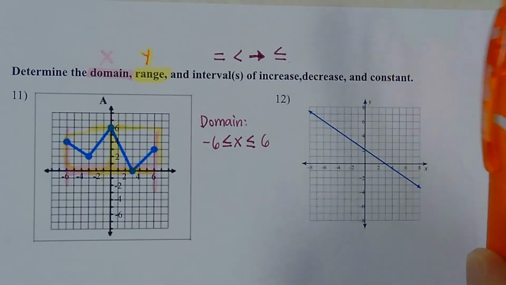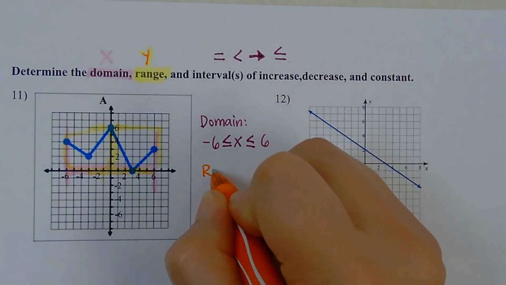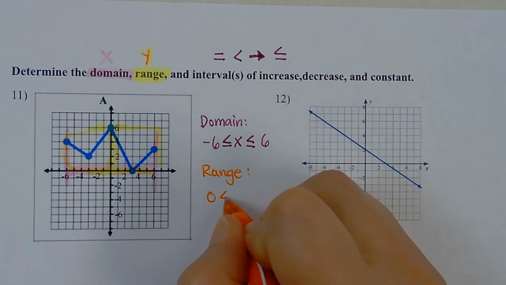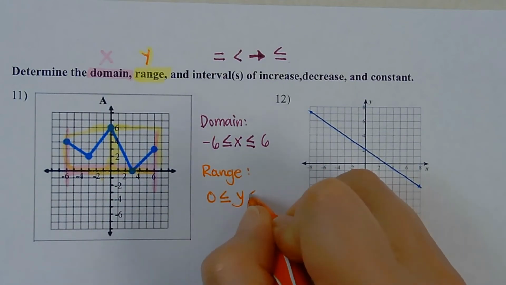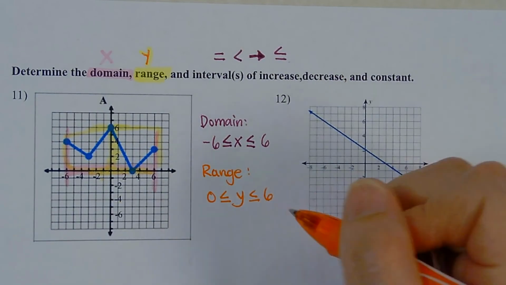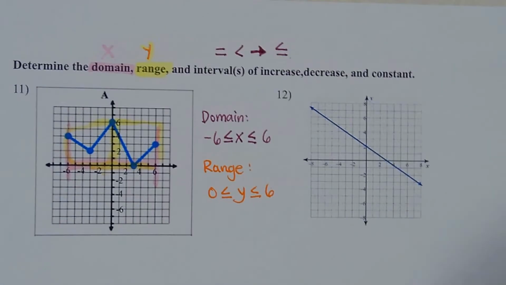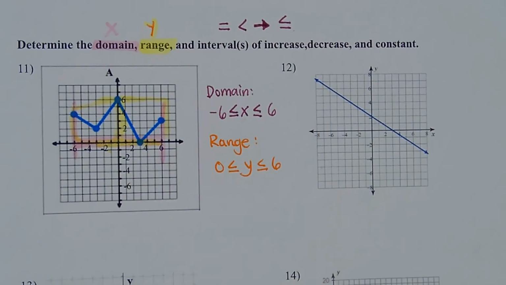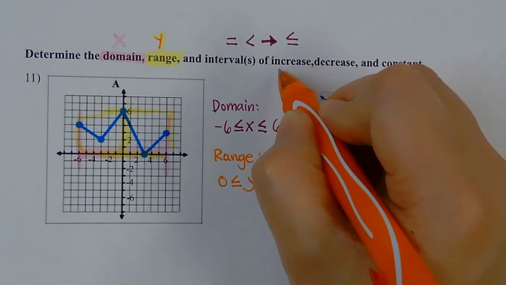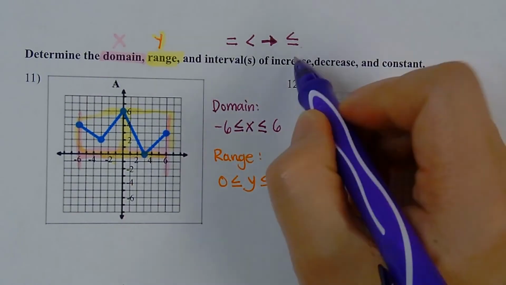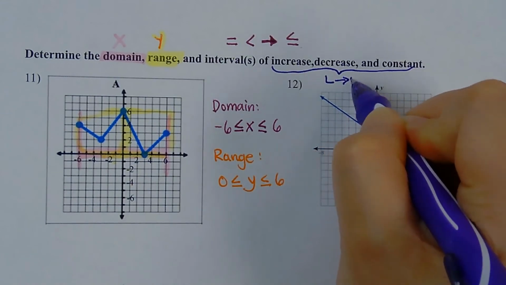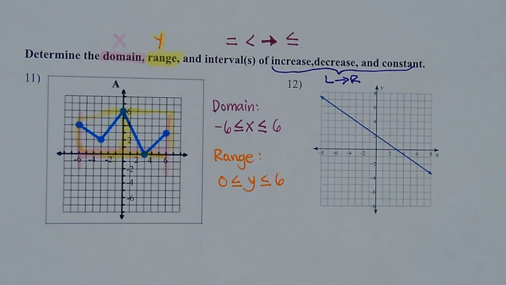All right, so we're going to write it like this. So here's the range. We're going to say 0 is less than or equal to y, which is less than or equal to 6. Because now remember, we're talking about the y. And then we're going to talk about the increase and decrease. And remember, we're always going left to right. So these guys, let me use the purple color here, are always going left to right. That's how we determine that.